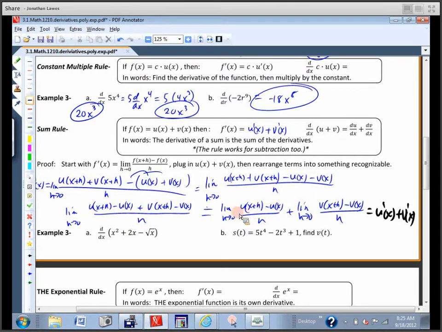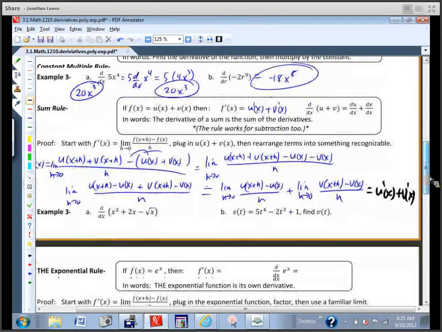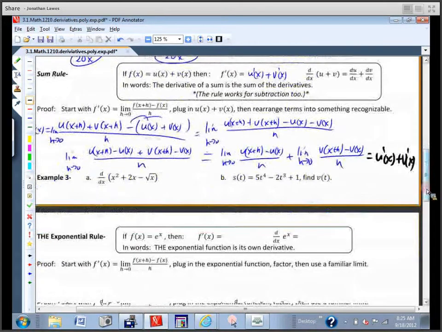Notice that we didn't rely on what the particular function was, or any of the properties of the function that we had. All we were relying on was the definition of the derivative, properties of limits, and properties of fractions in order to figure that out. We broke it up so that it looked more familiar, so that we could see, hey, there's a derivative of u right here, and there's a derivative of v right here. Okay? And again, this works whether you're adding terms or subtracting terms. Any questions?